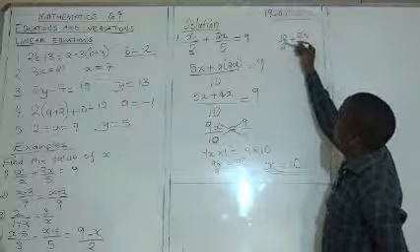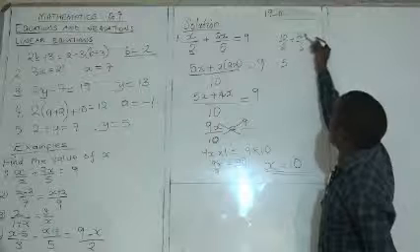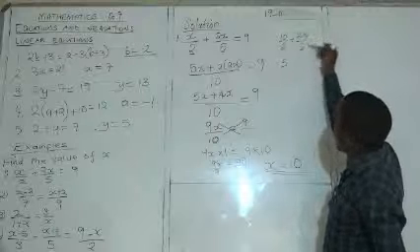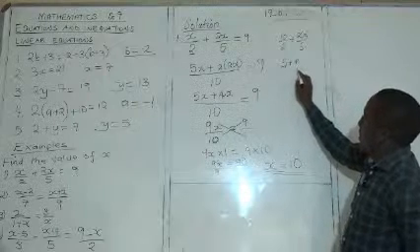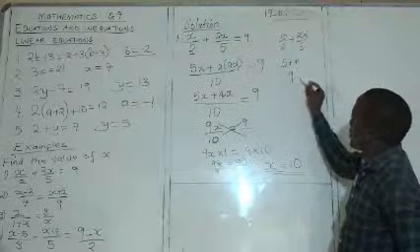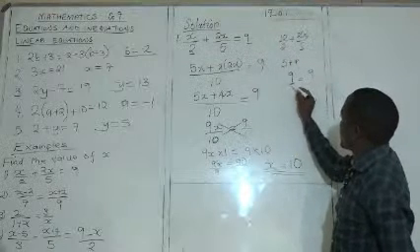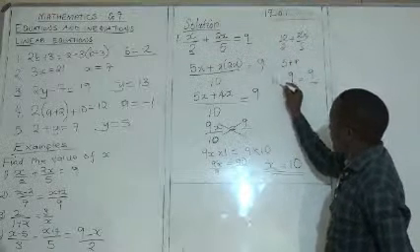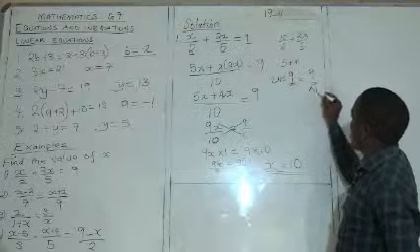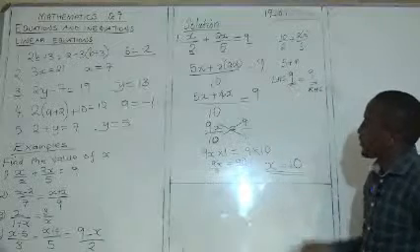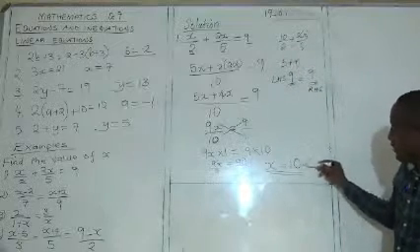So 10 divided by 2 is 5, then this will give you 20. 20 divided by 5 is 4. So you see that 5 plus 4 will give you 9, which is equal to this 9 which we have. So 9 is equal to 9. So the left hand side is equal to the right hand side. So the value of x in question 1 is 10.